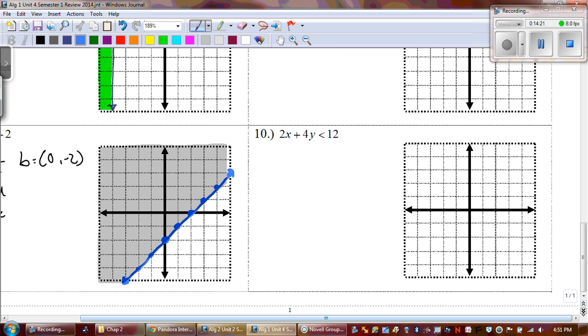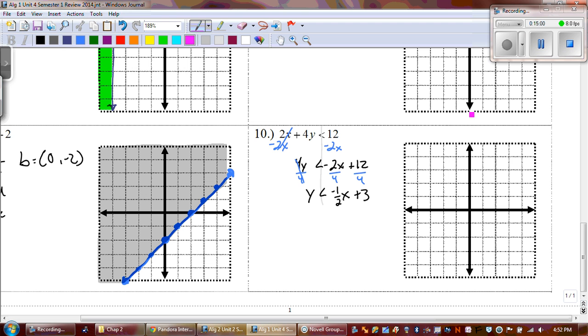Okay, number 10, we got to do a little work. We want to solve for y. So we're going to subtract 2x from both sides. We get 4y is less than -2x plus 12. And to get the y by itself, we have to divide by 4. Always reduce your fractions. -2 over 4 is the same thing as -1/2x plus 3.